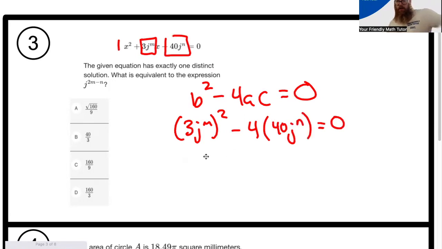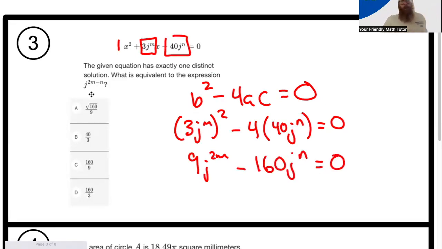All right, so if I square this, 3 squared is 9. J to the M squared, when you raise a power to a power, you multiply. So that's M times 2, which is 2M. And this is 160J to the N. All right, now we want J to the 2M minus N.